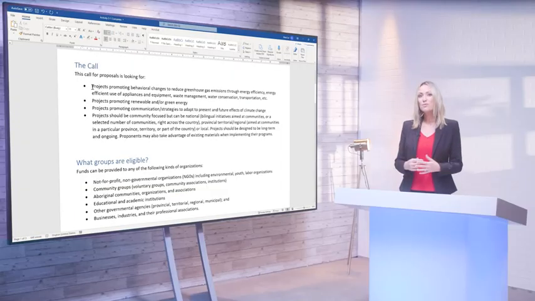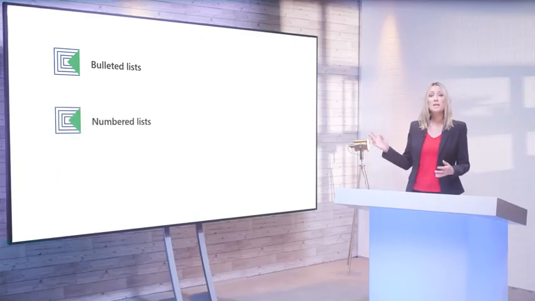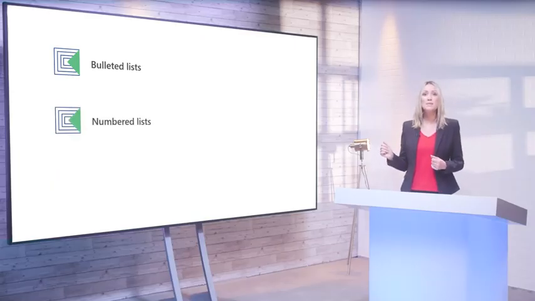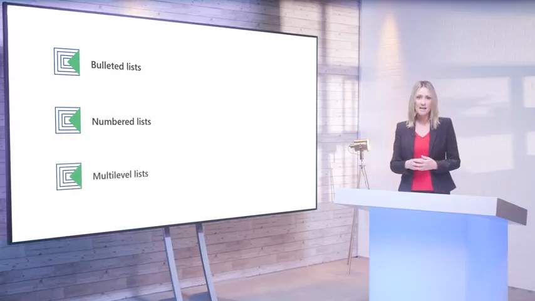You can create 3 types of lists in Microsoft Word. The first of these is a bulleted list. With a bulleted list, each list item is marked with a character or symbol. You can also create a numbered list in which each item is identified with a number or letter. And finally, there are multi-level lists. You'll cover these at a later stage.